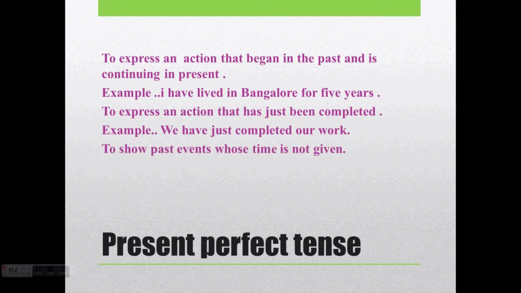To show past events whose time is not given, that is, we have done our work. It means it has already been completed, it's finished, but the specific time is not mentioned in this sentence. So in these cases we can use present perfect tense. We have done our work. So we completed our present perfect tense.